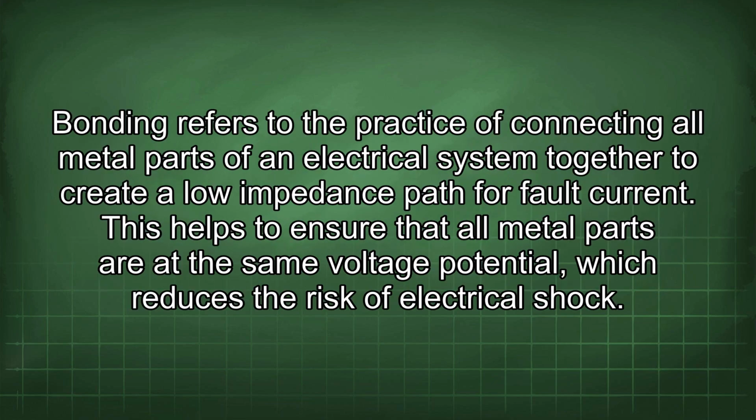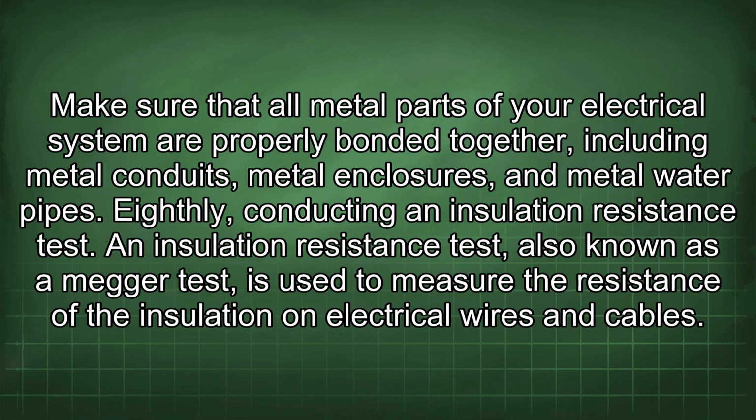Bonding refers to the practice of connecting all metal parts of an electrical system together to create a low impedance path for fault current. This helps to ensure that all metal parts are at the same voltage potential, which reduces the risk of electrical shock. Make sure that all metal parts of your electrical system are properly bonded together, including metal conduits, metal enclosures, and metal water pipes.